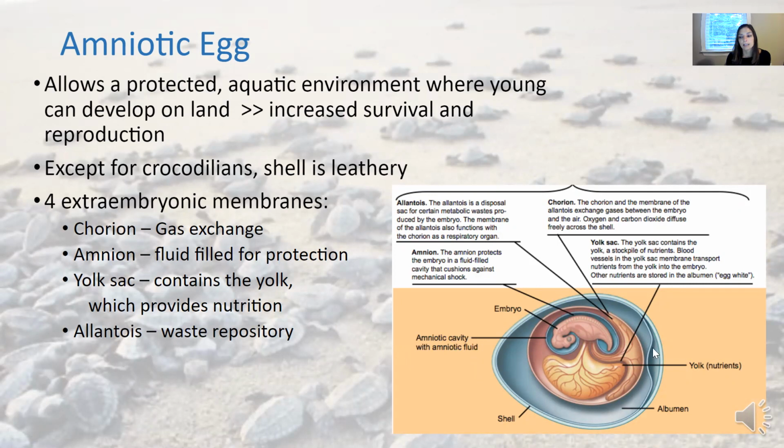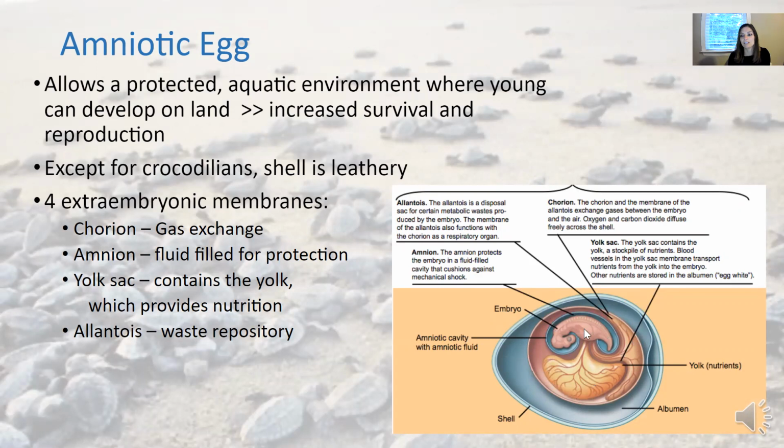So the amniotic egg has these different extra embryonic membranes. The allantois is for waste disposal. The chorion allows for gas exchange, so oxygen coming in, carbon dioxide going out. The amnion is a fluid-filled sac for protection. Think about even in mammals, there's amniotic fluid inside the placenta, so it's that cushion. And then the yolk sac is nutrition for the developing embryo.